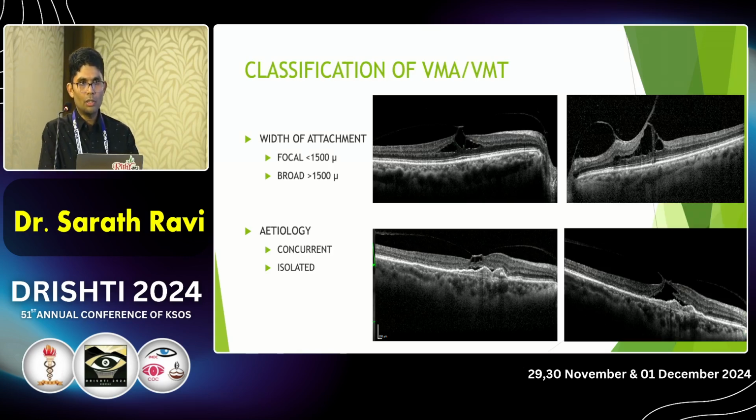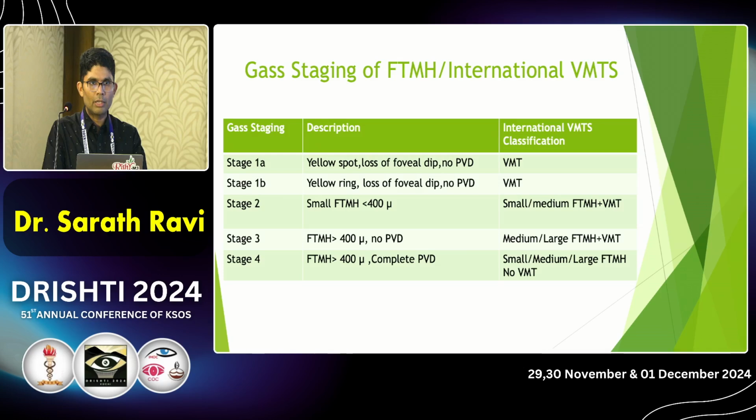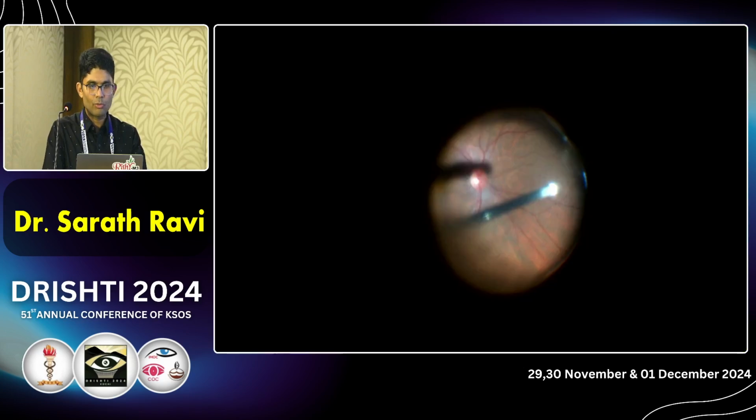Based on the width of attachment, you can classify it as either a focal attachment, less than 1500 micron, or a broad one, where it's more than 1500. And etiology wise, it could be an isolated pathology, or it could be associated with a concurrent wet AMD, RVO or diabetic macular edema. Full thickness holes could also be present along with cataract. These appear as full thickness interruption in retinal layers due to an anteroposterior or a tangential traction. And these are graded according to the Gass staging or the international VMT classification based on size of hole and the presence or absence of VMT.